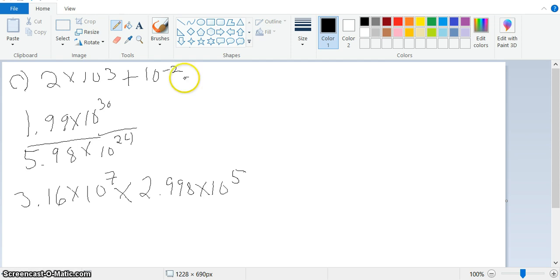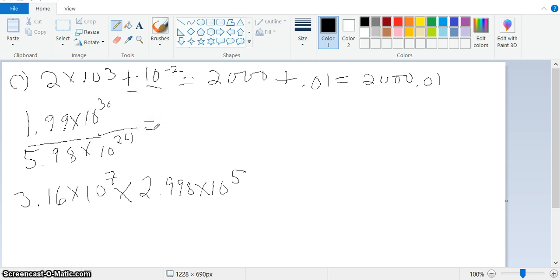All right, so here, let's just write everything. 2 times 10 to the third would be 2,000, right? And 10 to the minus 2 is just 1 times 10 to the minus 2, so that would be plus, because we've got the plus sign right here, 0.01. That's what 10 to the minus 2 is, 0.01. So this is really simple. It's just 2,000.01. That's it.